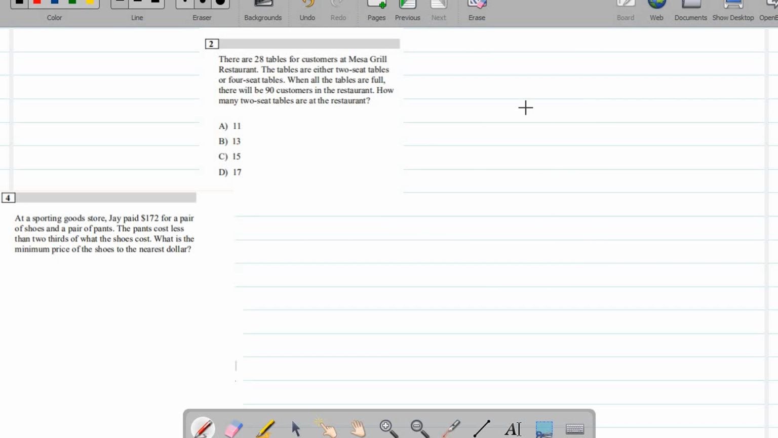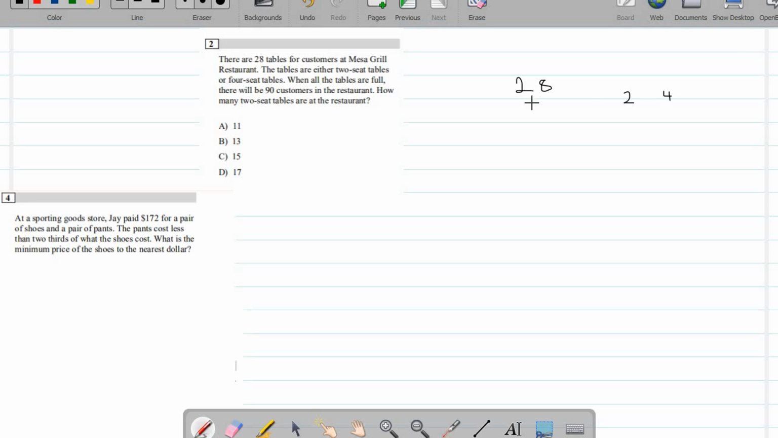Question number 2 says that there are 28 tables for customers at Mesa Grill restaurant. So we have 28 tables for a restaurant. The tables are either 2-seat tables or 4-seat tables. So we have 2 and we have 4. When all the tables are full, there will be 90 customers in the restaurant. How many 2-seat tables are at the restaurant?